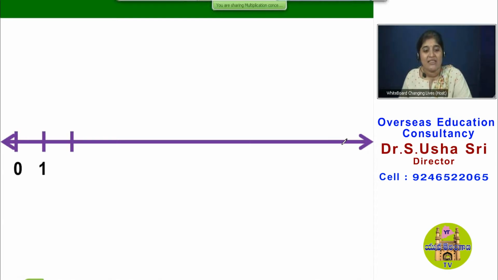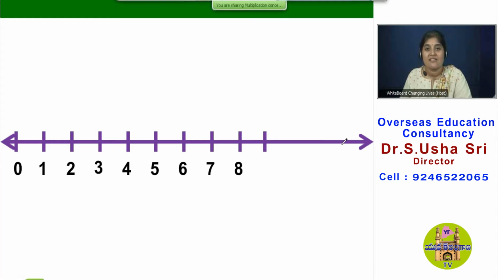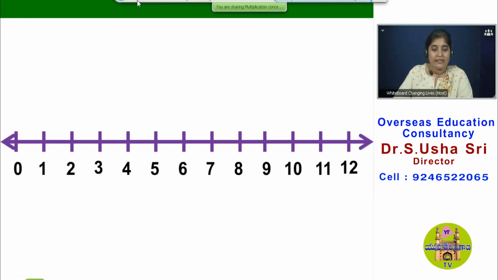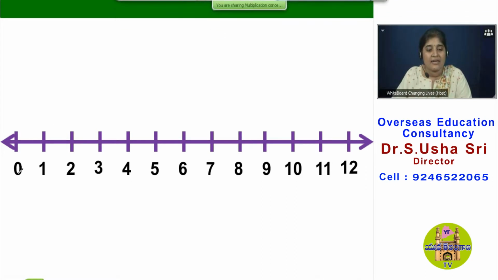Children, have you seen this kind of line anytime? This is called a number line. Here you have seen that it starts from 0 to 12. So 0, 1, 2, 3, 4, 5, 6, 7. So it's called a number line. We usually use this number line for addition, subtraction, and now we are using it for multiplication.